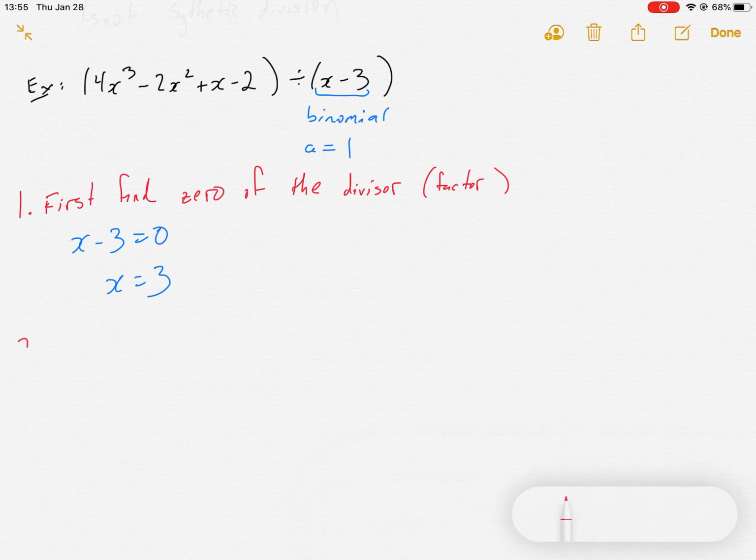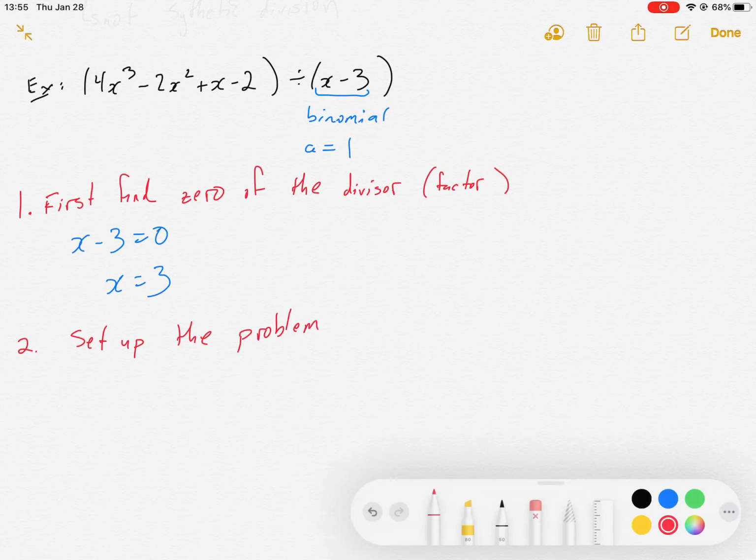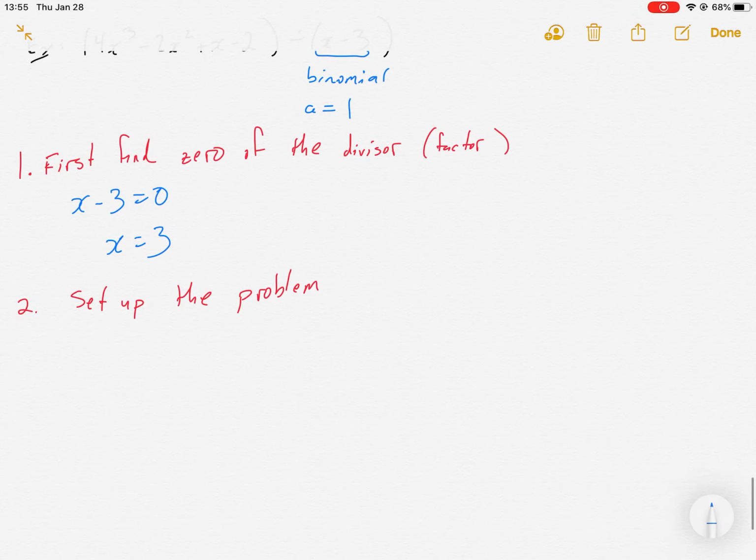Next, what you do is basically it's just called set up the problem. And here's what this looks like. I'm going to take that 0 and I'm going to just sort of set it off to the side here. I'm going to put a little box around it. This is only necessary to differentiate it from the rest of it. You can put a full box, you can put a circle, whatever you want.